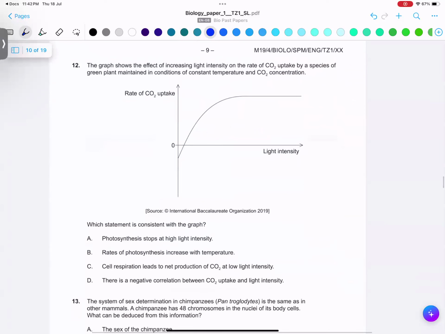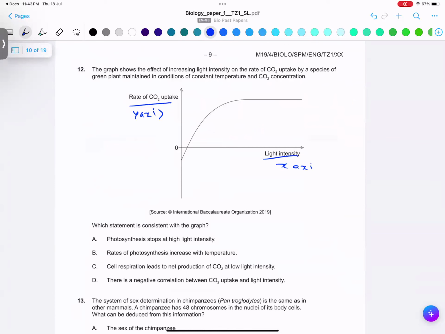12. The graph shows the effect of increasing light intensity on the rate of CO2 uptake by a species of green plant, maintaining constant temperature and CO2 concentration. Which statement is consistent with the graph? So they just began by showing us the graph and describing it. This is our y-axis, this is our x-axis.